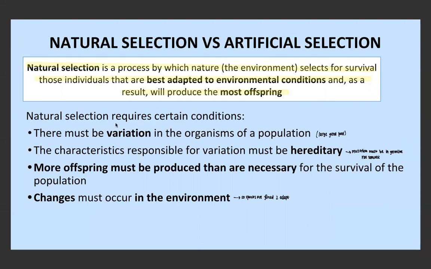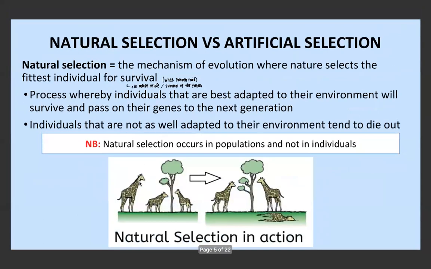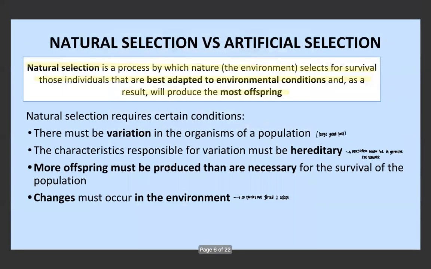These are some conditions that mostly Darwin was the one who suggested. He said that there must be variation in the organisms of a population. As we see here, there has to be a variation, in this case in height, but obviously in whatever characteristic we're focusing on. It's best to have a large gene pool for this because the larger the gene pool, the more the variation there is. Another condition is that the characteristics responsible for variation must be hereditary, so they must be able to be passed on to the next generation. There must be more offspring produced than are necessary for survival of the population.